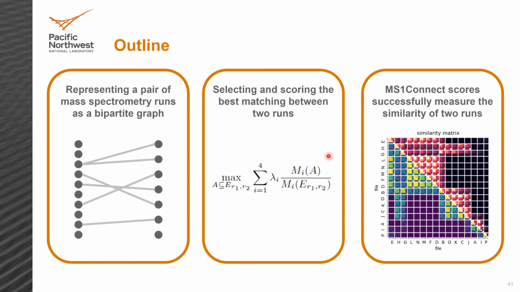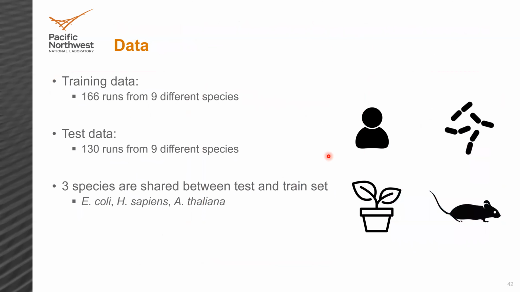Okay, next I'm going to show you some results, evidence that MS1Connect scores can measure the similarity between 2 runs. The specific task we want to do is species identification. And since we have hyperparameters, we need to do a hyperparameter search, so we have a training and test set. We have these 9 different species. For these 9 different species, there are up to 5 different projects that we grab data from, and from each project, we grab up to 5 different runs. So there's a wide amount of projects, data sets, and issues encompassed in this data set. We have training and test data sets, and none of the data overlap. And 3 species are shared between the test and training data sets.